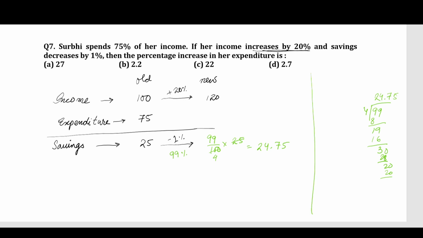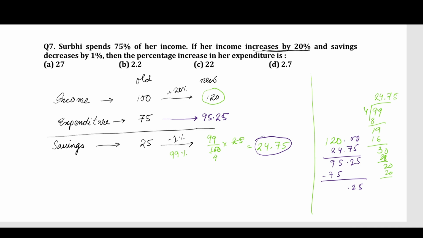The income is 120. So 120 minus the savings 24.75 gives the new expenditure, which is 95.25. The old expenditure is 75, so the new expenditure minus old expenditure is 20.25. Old expenditure 75 plus 20.25 gives 95.25, the new expenditure.